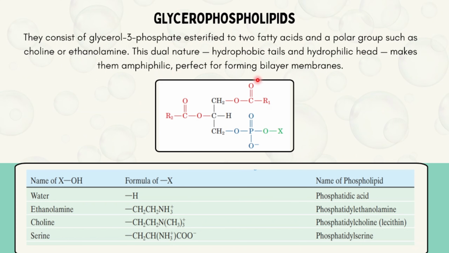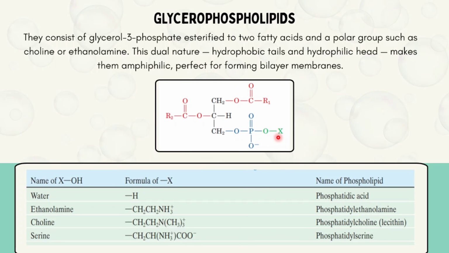As we have just said, this is the glycerol backbone with one fatty acid moiety, two fatty acid moieties, and then a phosphate group attached to a polar group. So this X is the polar group, this is the phosphate group, and then your two fatty acids. So this is the basic structure of glycerophospholipids.